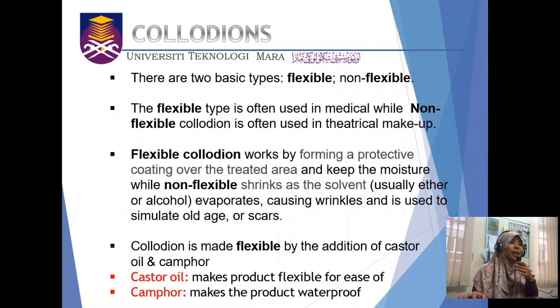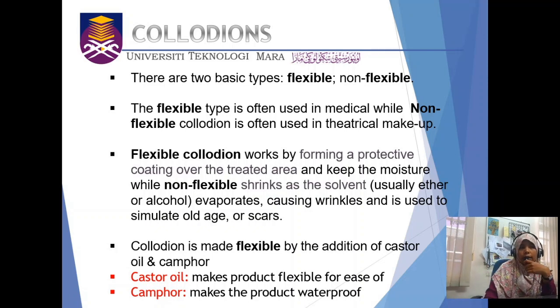Okay, there are two basic types. They are flexible and also non-flexible collodions. The flexible type is often used in medical, while non-flexible collodion is often used in theatrical makeup. The flexible collodion works by forming a protective coating over the treated area and keep the moisture. Okay, so meaning that if you don't want the keratolytic properties, then it is actually function to retain the moisture over the site. Okay, the non-flexible one shrinks as the solvent, usually ether or alcohol, evaporates. So what happens? The non-flexible one will cause wrinkles and usually used to simulate old age or scars.